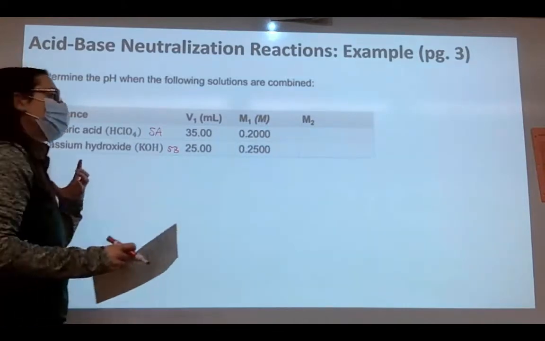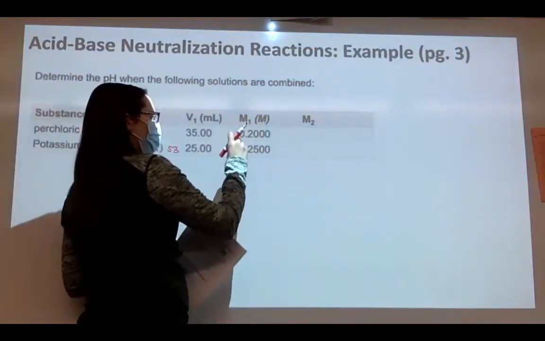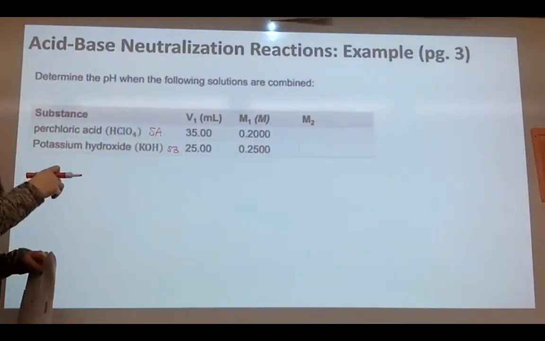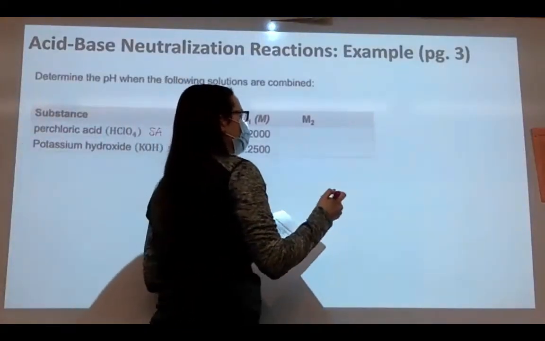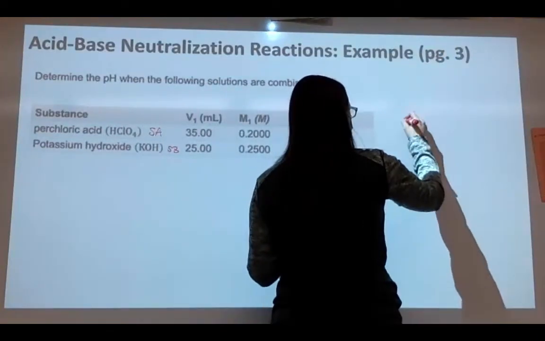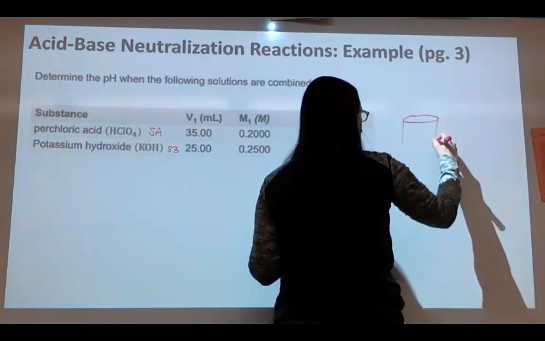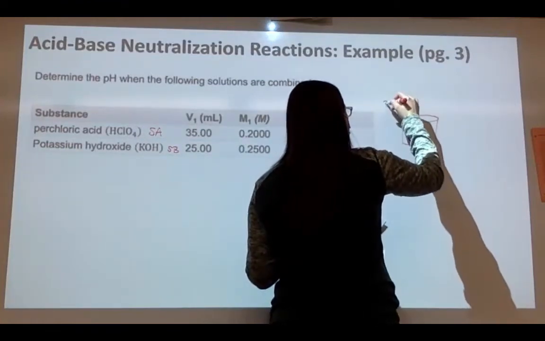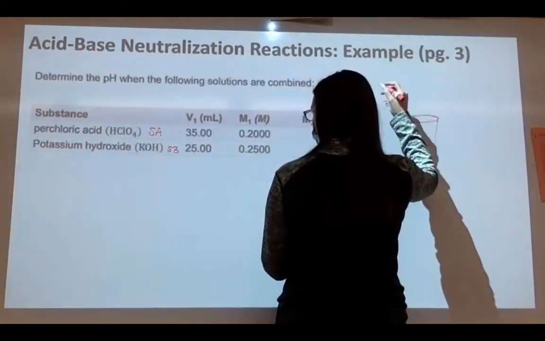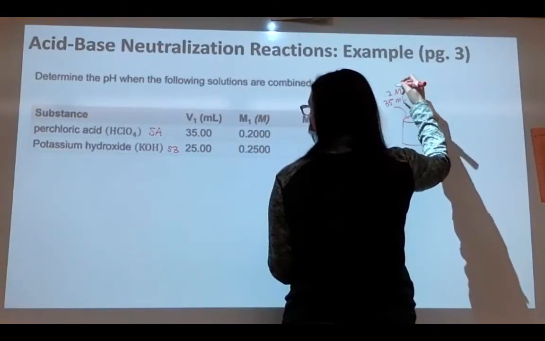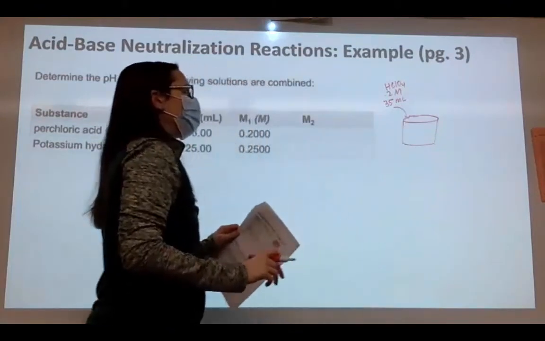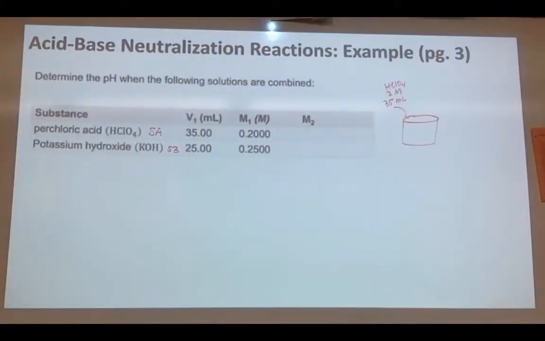Now, because we are mixing 2 solutions together, we are changing the volume. So if we think about what's happening, I'm just going to kind of draw it over here. So we have 35 milliliters of 0.2 molar HClO4 going into this beaker. We have 35 milliliters of 0.2 molar going into the beaker.